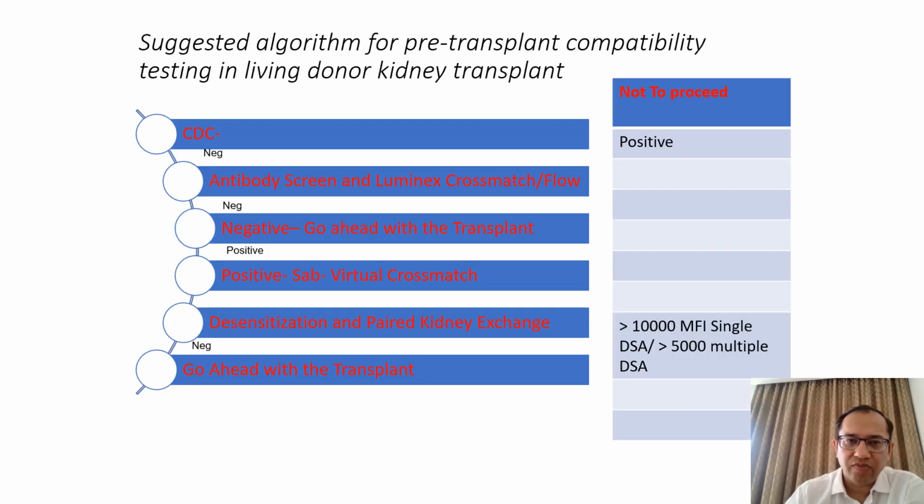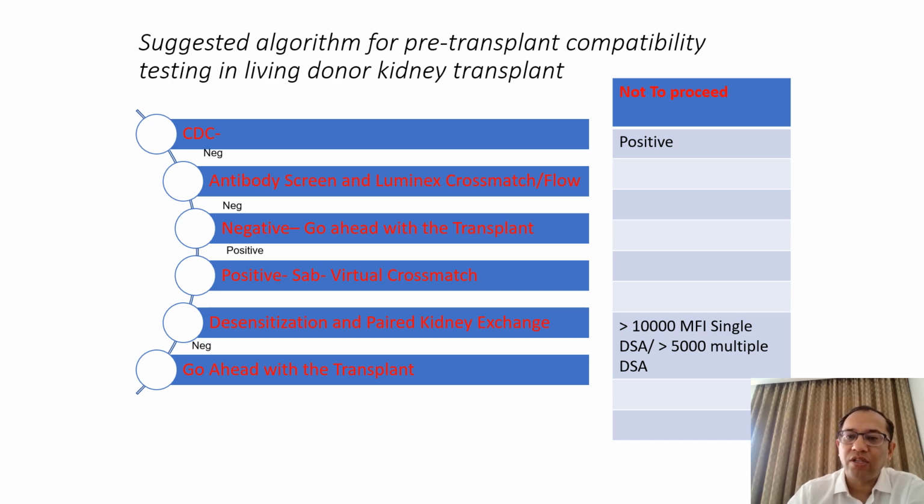So this is what we suggest. We do a CDC crossmatch upfront. If it is negative, we go for antibody screen along with Luminex crossmatch or flow crossmatch, one of the two. If both of them are negative, we go ahead with the transplant. However, if one of them is positive, then we do a virtual crossmatch and look for desensitization if it comes positive, or a paired kidney exchange. If that becomes negative after desensitization, we go ahead with the transplant.